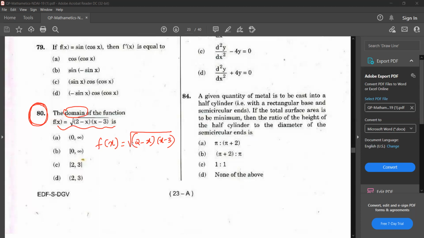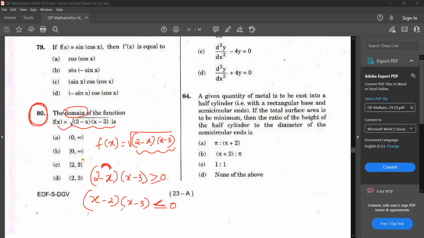This is a square root function. So inside that, the value must be non-negative, because a square root is defined only for non-negative values, isn't it? So (2 - x)(x - 3) is greater than or equal to 0. If I replace this as (x - 2)(x - 3), this will become less than or equal to 0, because when you change the sign, you reverse the inequality symbol, greater than becomes less than.